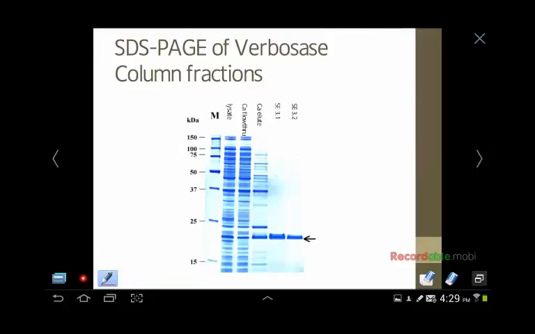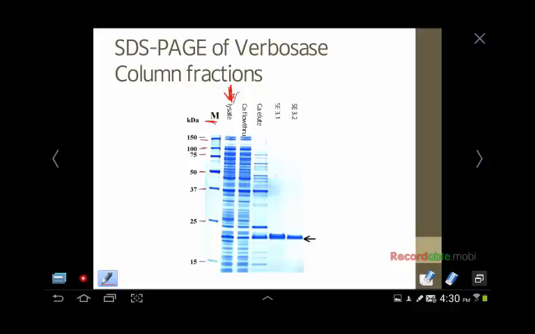So we ran some SDS-PAGE of the verbosase column fractions, and we can look at that here. M is a marker. This is a standard protein ladder of proteins at very specific lengths. So now we have something to compare our unknown proteins to identify their lengths. This first lane, as they're called, is the total cell lysate. These are all the proteins that were in that aqueous layer after we lysed the cells and spun it down. So you can see there's a ton of different proteins here.